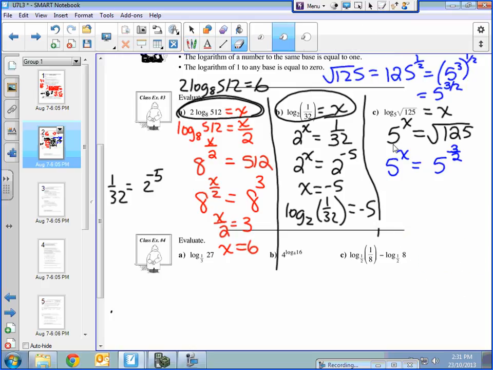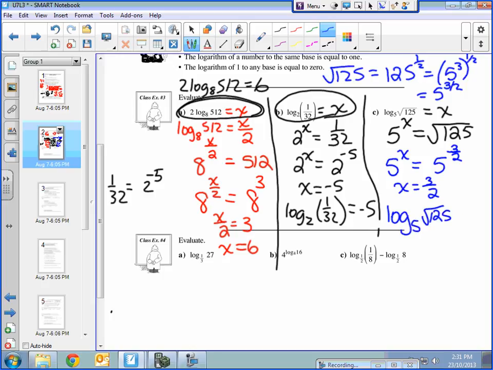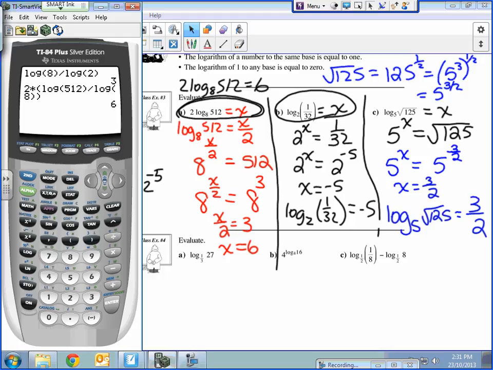So what is x equal to? Okay. So now I just put this back into my original equation. You can do a check in your calculator. So go log of the square root of 125, and then divide that by log of 5. Enter 1.5, and then you can go math fraction, 3 halves. There's your check.